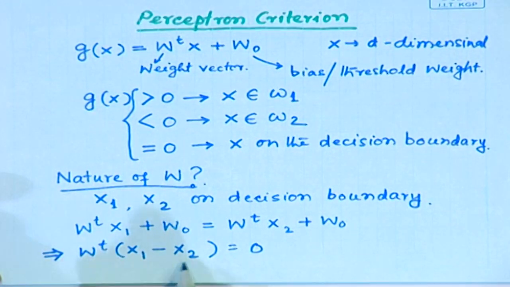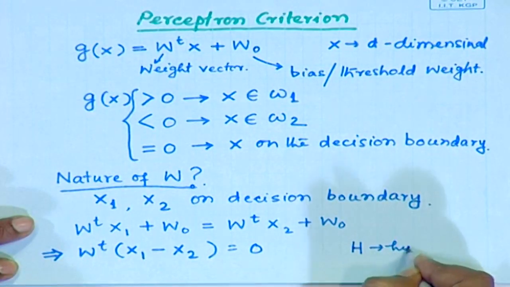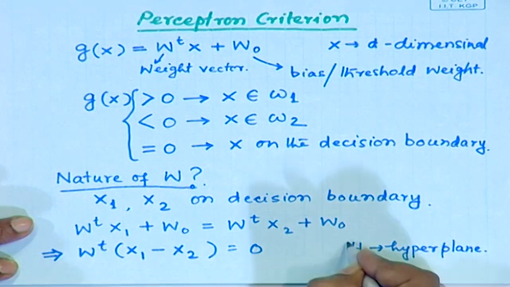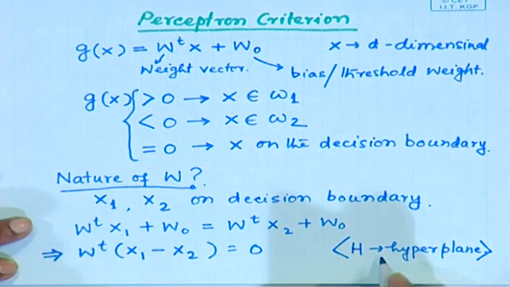and because this inner product is equal to 0, that clearly indicates that this vector W is orthogonal to any vector lying on the decision surface, because we have taken x 1 and x 2 arbitrarily. So, W transpose x 1 minus x 2 equal to 0 indicates that vector W is orthogonal to any vector lying on the decision surface. Okay. That means the vector W is orthogonal to the decision surface. And this surface, being a planar or linear surface in d-dimensional space, we call a hyperplane. Let us represent that hyperplane by H. So, this vector W is orthogonal to hyperplane H.